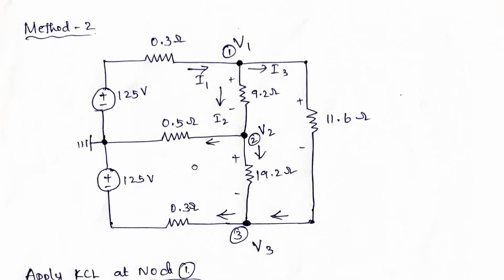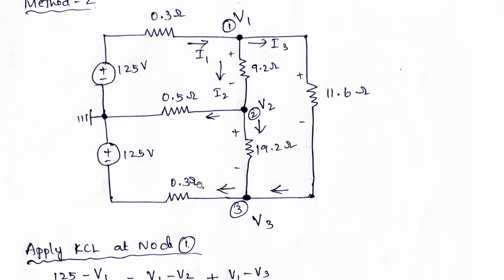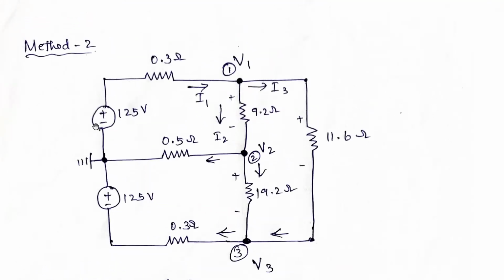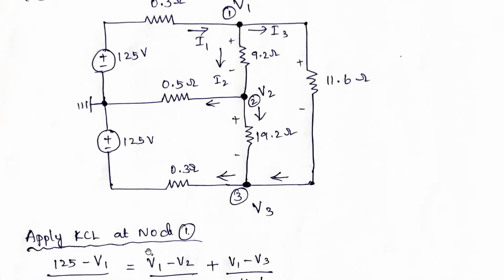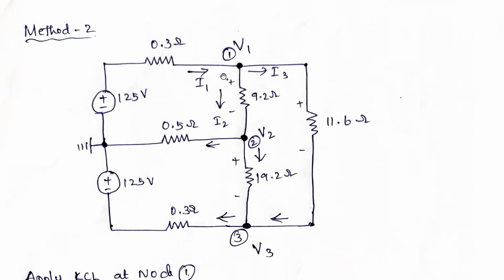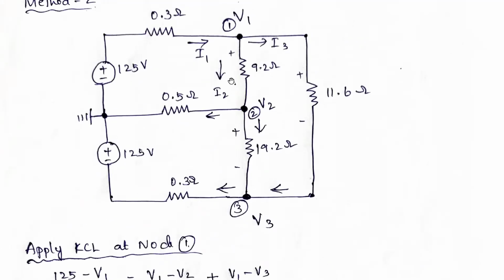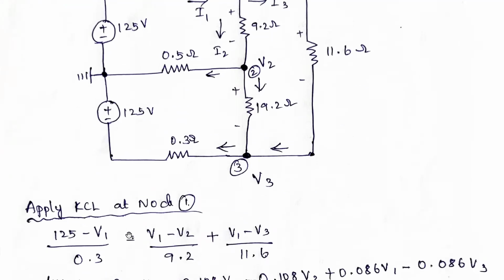So applying Kirchhoff's current law at node 1. Here we take the voltage at this particular node as V1, the voltage at the second node as V2, and the voltage at the third node as V3. In node 1, always consider this voltage is more than this voltage. So 125 minus V1 divided by 0.3 equal to, incoming is positive, outgoing is negative, but here we are taking equal to.